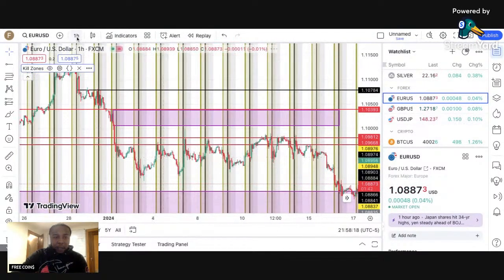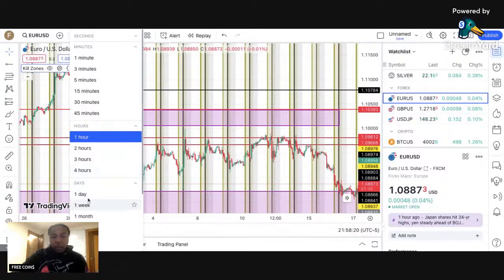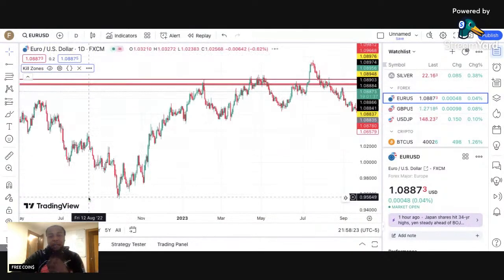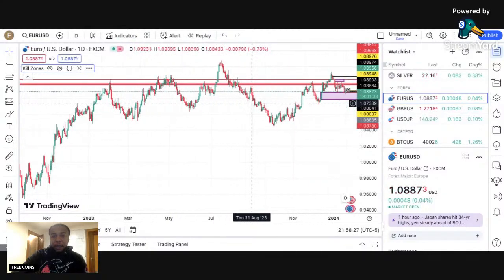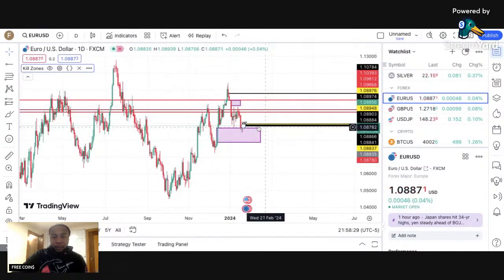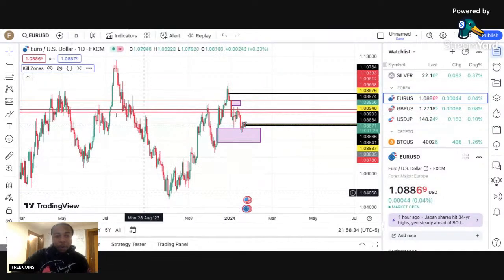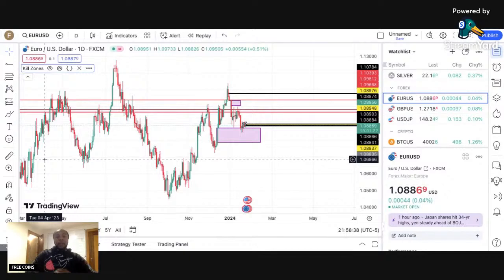So let's look. Let me see. Let's go to a day. We're going to just see if the market has ever touched these positions before. Right. So if we're here right now where I made my trade, look, the market has already been there before. Once you find confluence in the market or repetition in the market, it makes it easier to find trades.